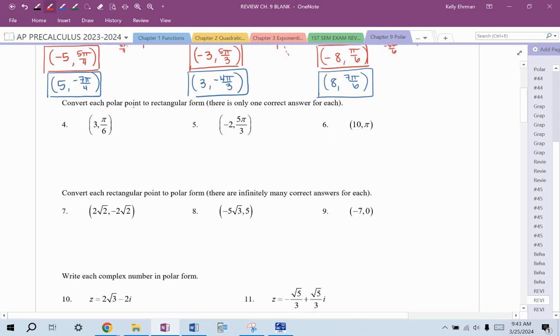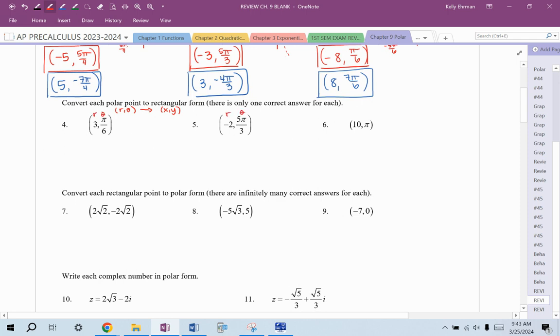All right, convert each polar point, which is r theta, into rectangular form, which is xy. There's only one correct answer for each of these. I'm not going to prompt you like this on the test, but polar coordinates have infinitely many ways to be rewritten, whereas with xy, there's only one way to go left or right, up or down to land on a point. So for all of these, you're given r and theta.